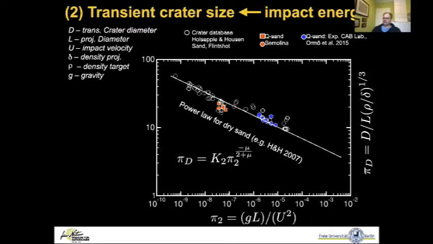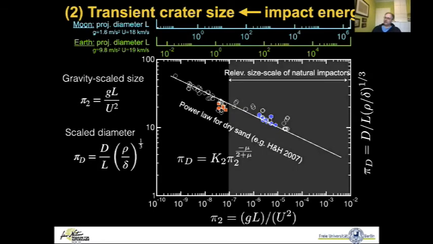So pi d, the scaled crater size, is given by some factor k2 times pi 2, which is the gravity scaled size, to some exponent that is given by this ratio with this mu parameter, but I don't want to go further into detail with this. Here these scales are given. Here I've also put a scale for Earth and for Moon, assuming a certain average impact velocity and gravity, and then you can translate this x-axis directly into projectile diameters.